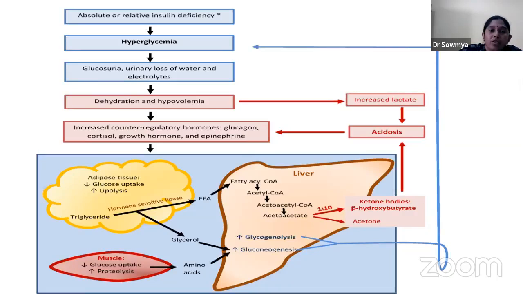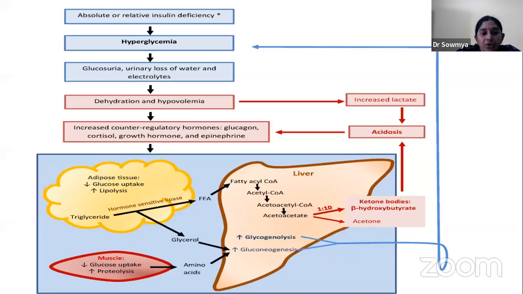So there is loss of water and electrolytes causing dehydration and hypovolemia. Perfusion has decreased, so aerobic has changed to anaerobic metabolism. So lactate was increased, and lactate is contributing to the acidosis. The same dehydration and hypovolemia is increasing the counter-regulatory hormones like glucagon, cortisol, growth hormone, and epinephrine. So what is this doing?